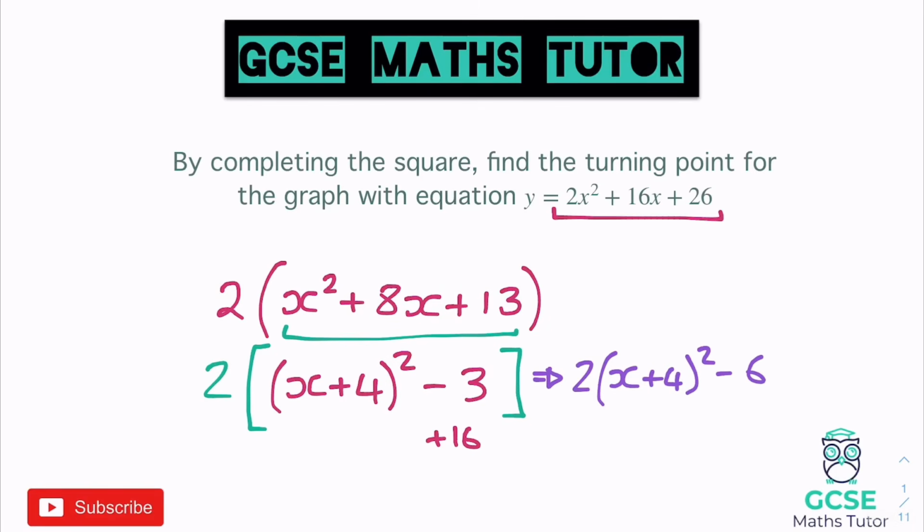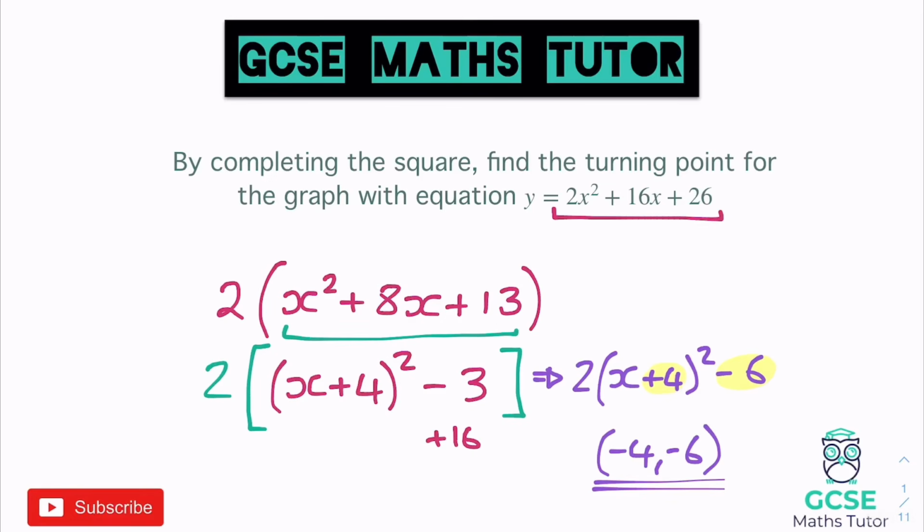And there we go, that's completed in completed square form. All we have to do now is, like before, identify the turning point from what's in the bracket there. So just like before, the x coordinate is right here, but we flip the sign. So that is going to be negative 4 as our x coordinate, and our y coordinate is just at the end there, the minus 6. So there we go, our y coordinate is minus 6. And that's the coordinates of our turning point.